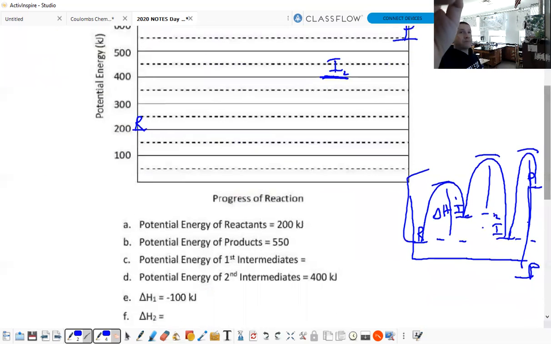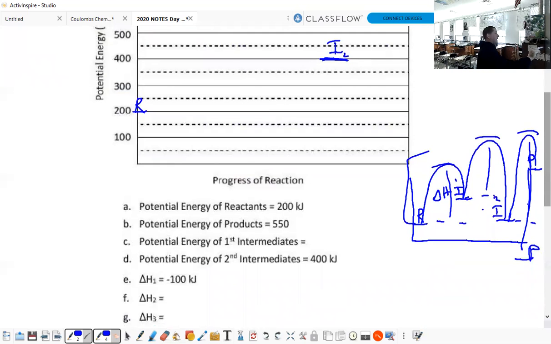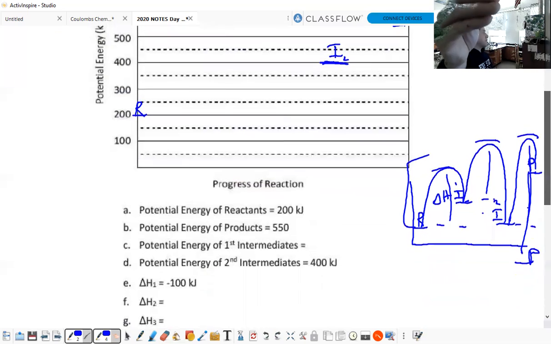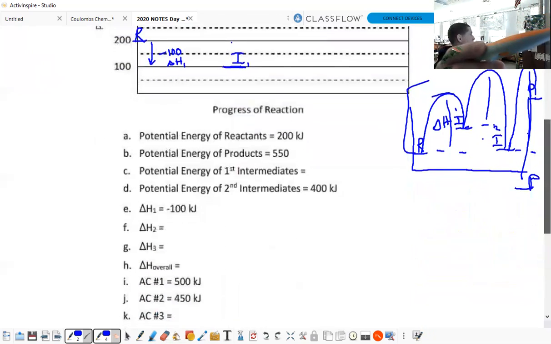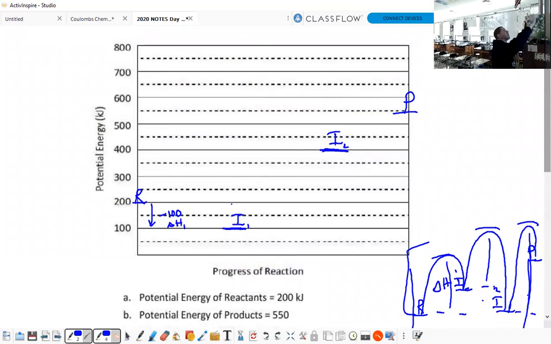What else are we given? We're given the first delta H as negative 100. So that's how we can get to the second. It starts at 200. The first intermediate is going to be at 100, because there is our enthalpy of negative 100 for the delta H1. Next piece of information. We're given that the first activated complex is at 500. So 500, AC1. And we have our first reaction path. We now know the first EA, activation energy, is 300.